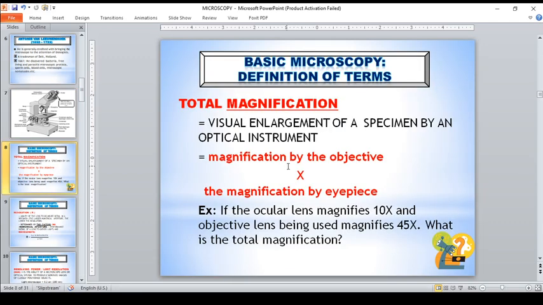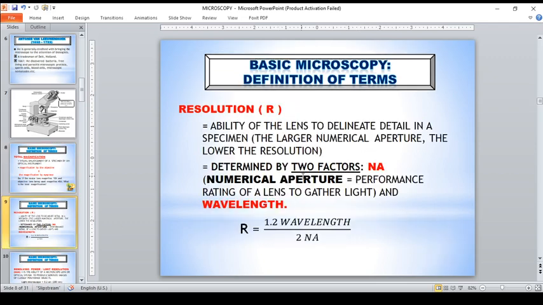So to get the total magnification, you multiply the magnification of the objective by the magnification of the eyepiece. Okay? So, for example, what is the total magnification of an object that was magnified using the HPO? That is 400, because the HPO has a magnification of 40 and the eyepiece has 10, so 40 times 10 is 400 times. Okay, so 400 total magnification for the example that I have given you.